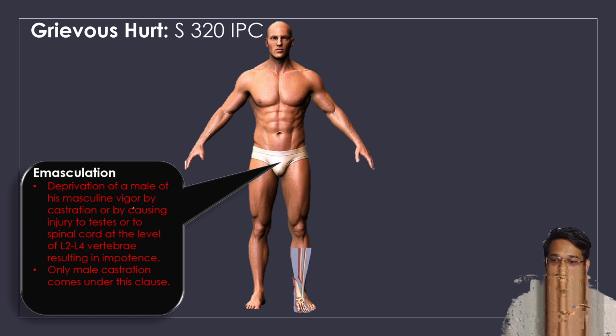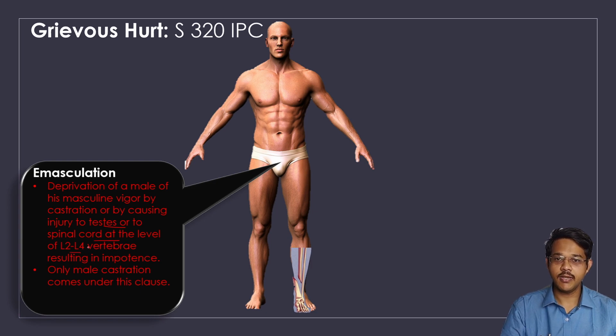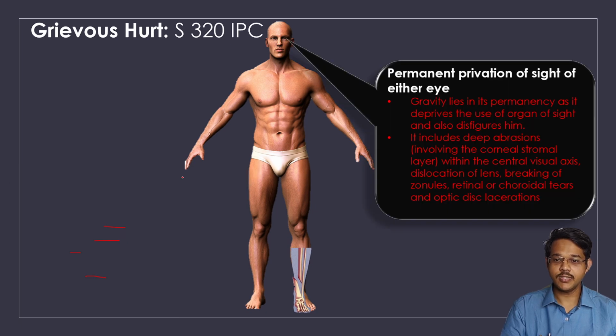It may be caused by injury to the testis or by injury to the spinal cord at the level of L2 to L4 vertebra. Because of that, the person may lose sensation in the penile region, or any injury which leaves the person unable to perform sexual intercourse comes under this section. This should be kept in mind: in this section only male castration comes under this clause. It doesn't include any female injuries.